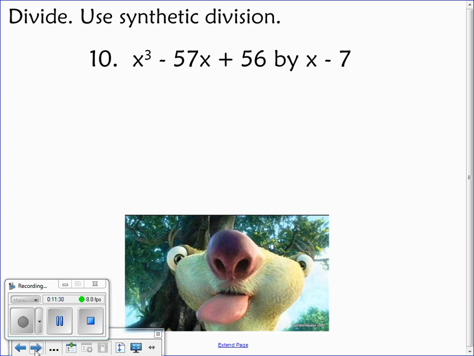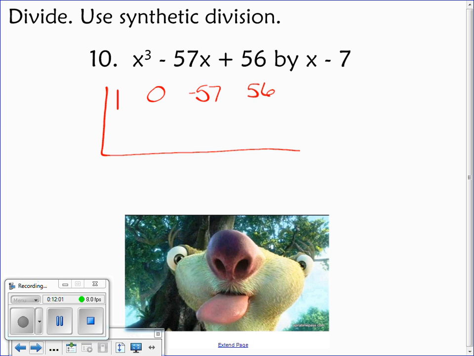All right, take a look at number 10. First of all, can I use synthetic with it? Yeah, I'm dividing by just x minus 7, so I'm okay. Is anything missing? The x squared's missing. Yes, you need to put in a 0. So my coefficients, I'm going to have a 1 from here, and then my x squared should be in here. I have to put in a 0 to placehold that x squared. And then I have -57 and then 56.